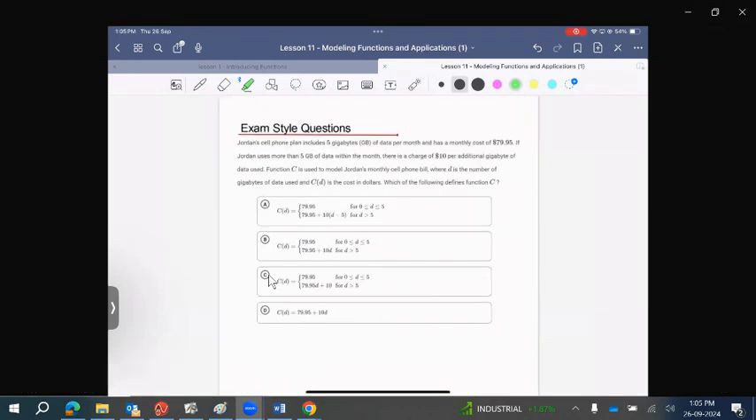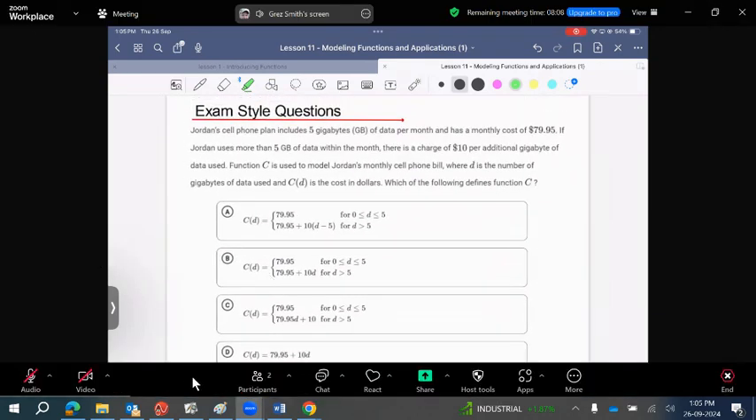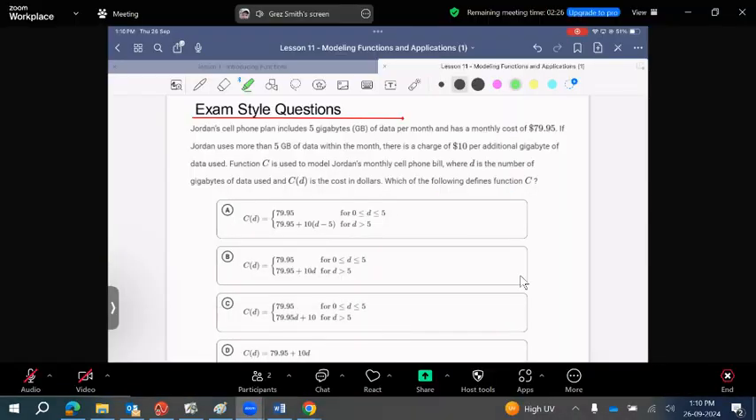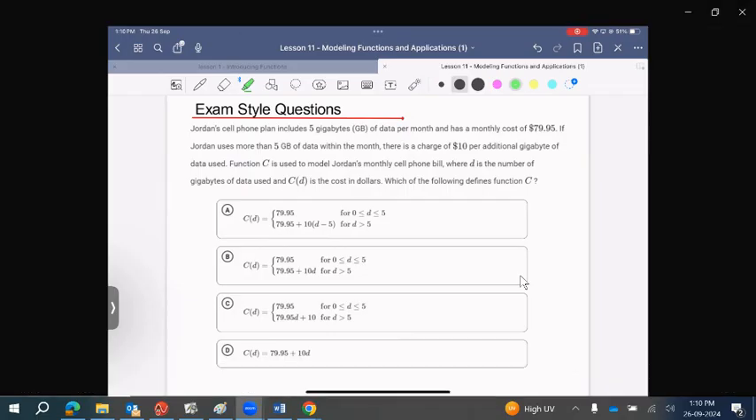Okay, our last question for today, have a go at this one. All right. So Jordan's cell phone plan includes 5 gigabytes of data per month, and that's costing him $79.95. If he uses more than 5, there's a charge of 10 for every additional data used, which is the model. So how's it going to look?